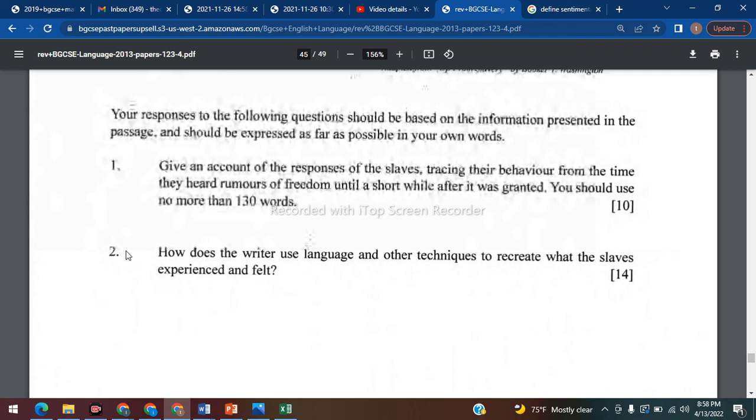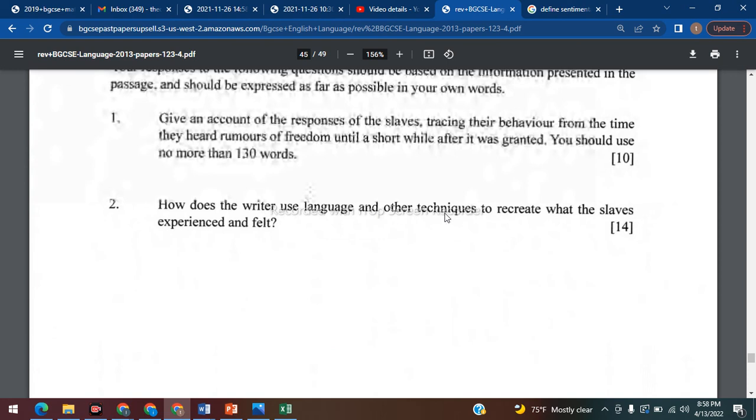I think number two was definitely needed. We needed to do the techniques for sure. You can't go into the exam not knowing the techniques. This one is basically a summary of what they did: going into the passage, figuring out what they did, and saying what they did. Pretty straightforward. Number two is critical thinking.